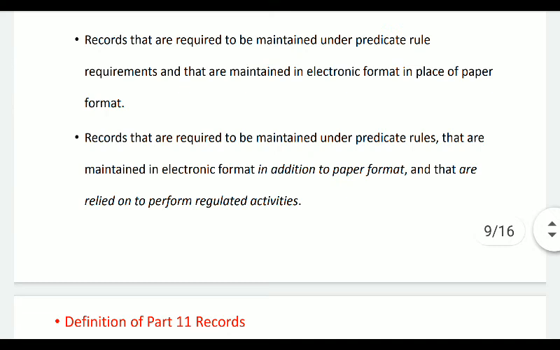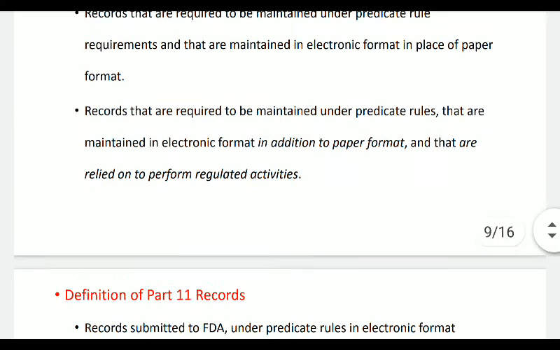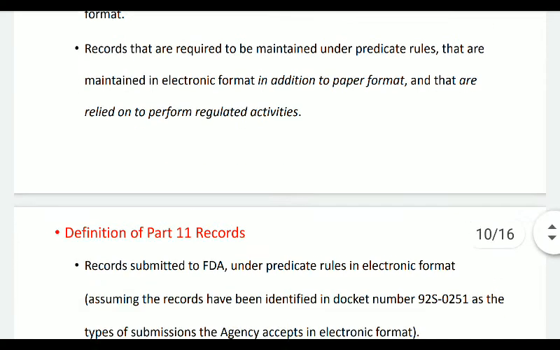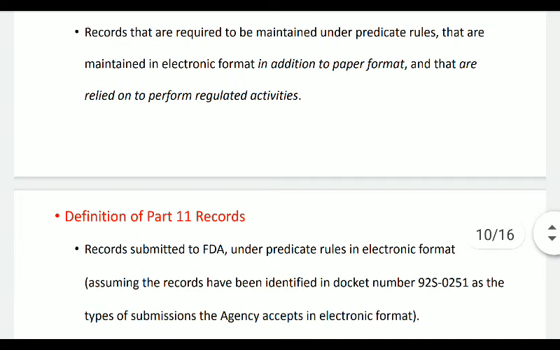Records that are required to be maintained under predicate rules, that are maintained in electronic format in addition to paper format, and that are relied on to perform regulated activities. In some cases, the laboratory management may ask you to maintain electronic data as well as a hard copy of that data. So that is also considered part of the 21st CFR Part 11 guidance, or you can say instructions.